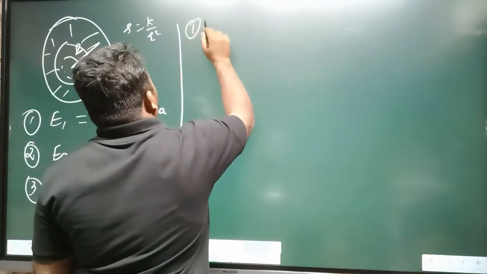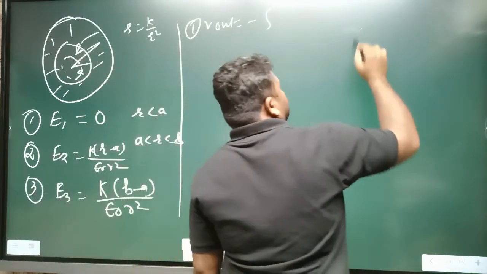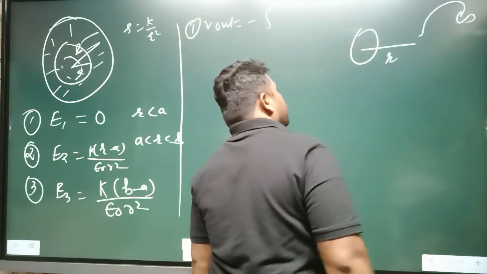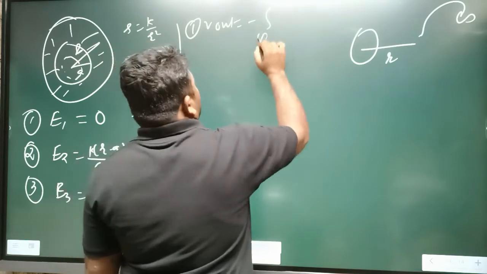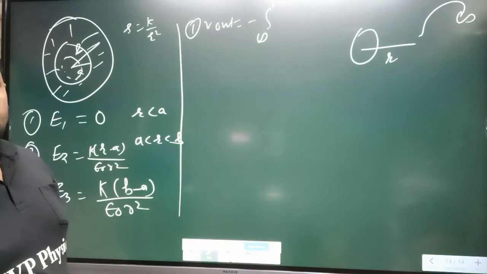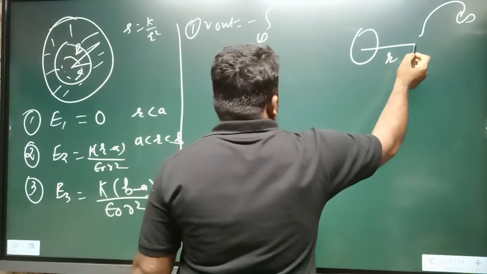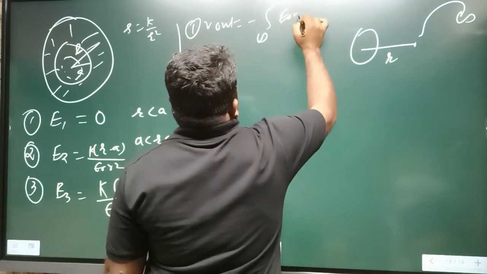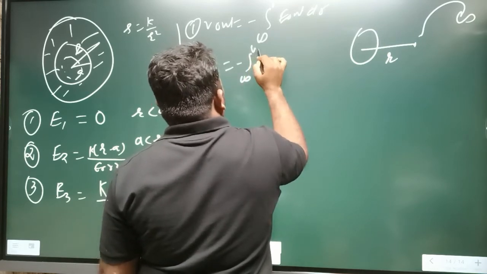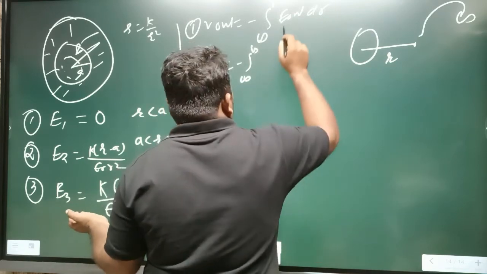Number 1, V out, limit infinity to small r, electric field. Infinity to small r, electric field E out. In this region, at this point, what will be the electric field? E out dr. What is the E out value? E out means E3 dr.